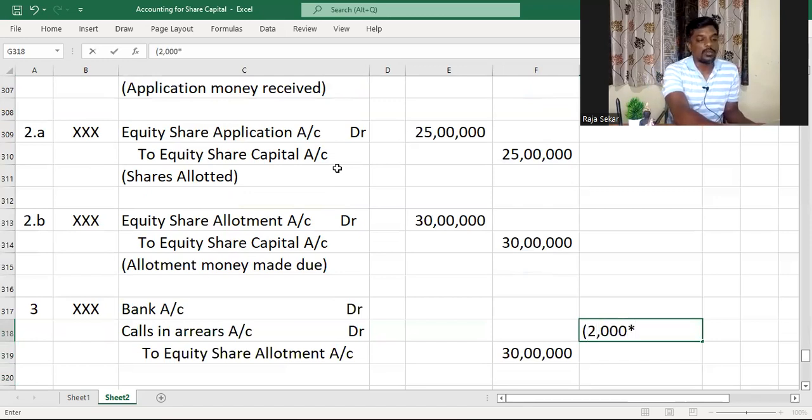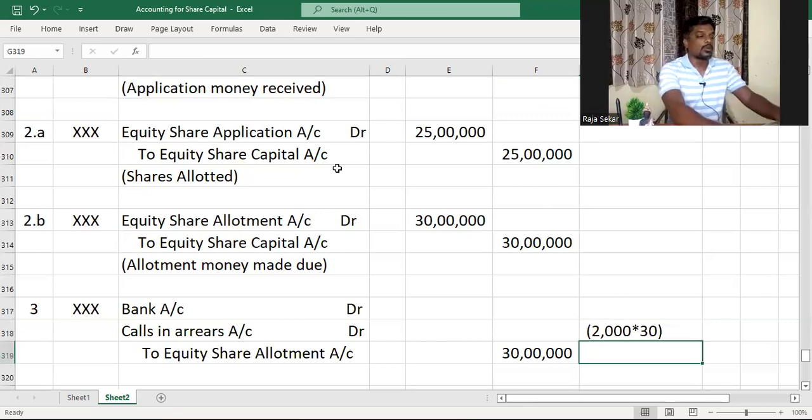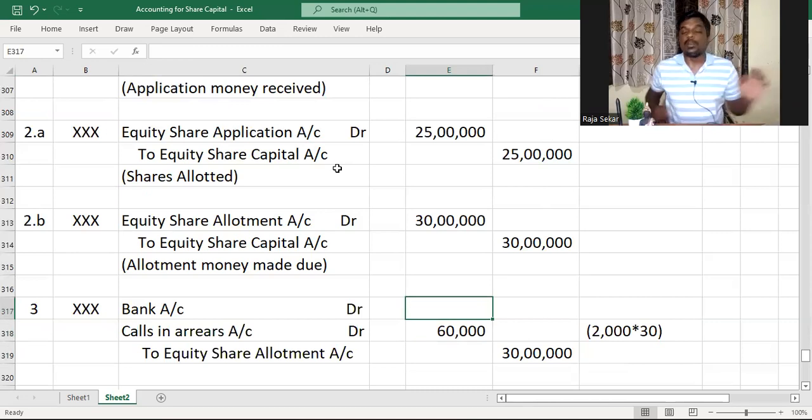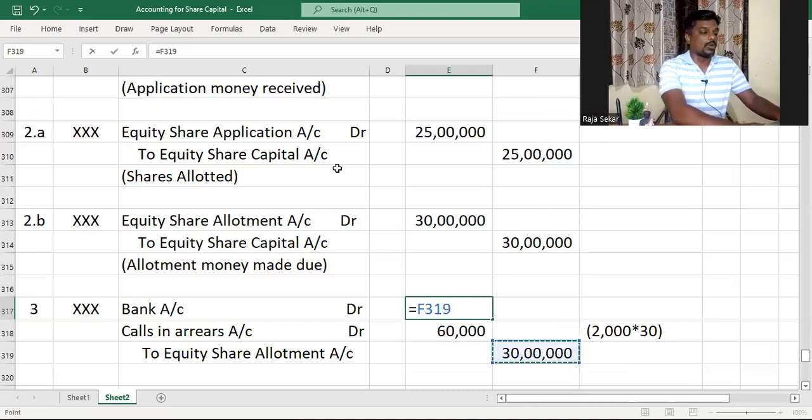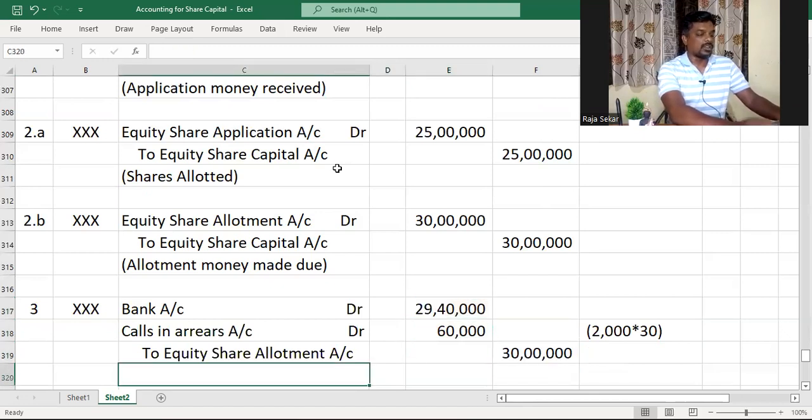So she was holding 2000 shares and she defaulted the 30 rupees she has to pay per share on the 2000 shares. The total amount of money that Harshini did not pay would be 2000 into 30, 60,000. The remaining shareholders paid, so you would have received all the other money. So the total of the money that you have received is 29,40,000.